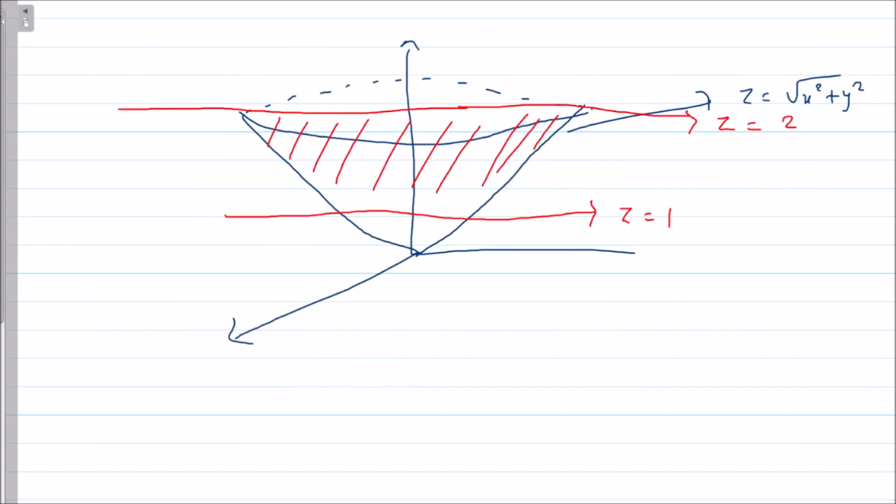To find the limits of rho, you draw the lines from the origin. Let me draw this one line for you. Now let me take a different color. Suppose this is the line I am drawing.